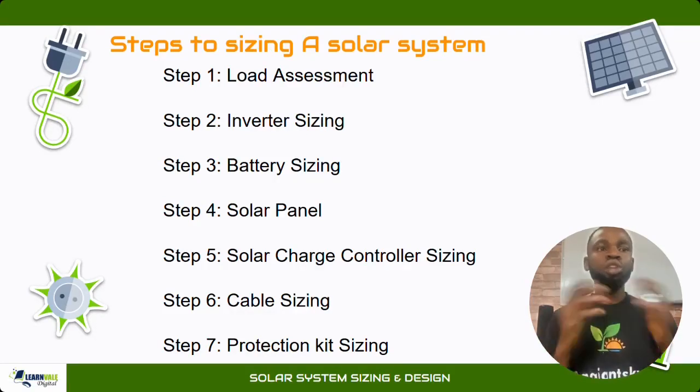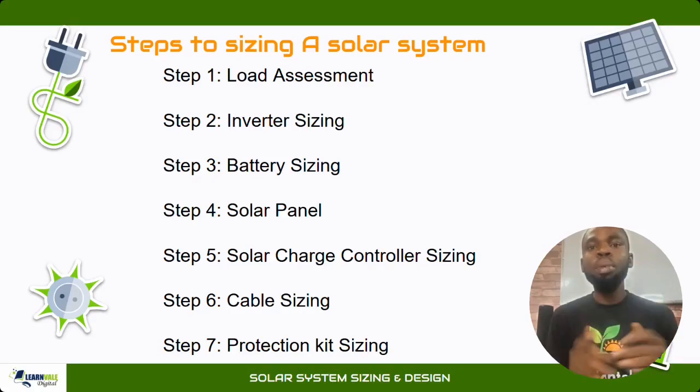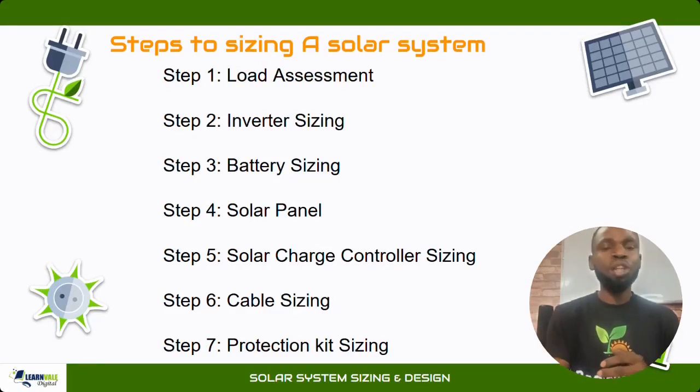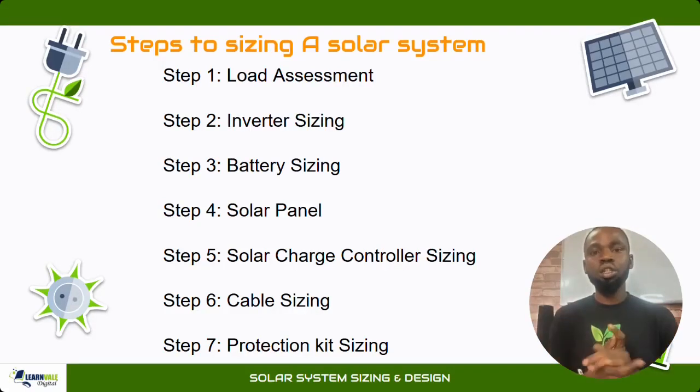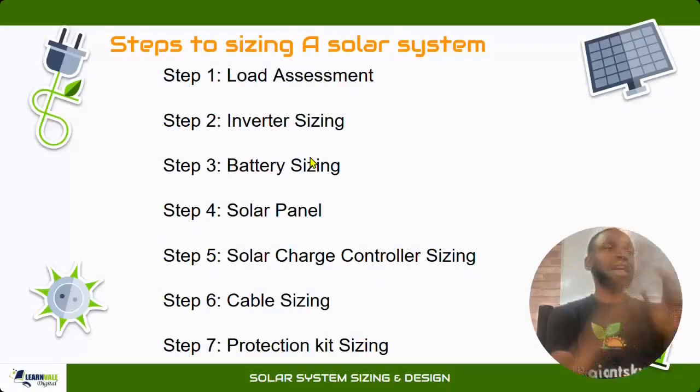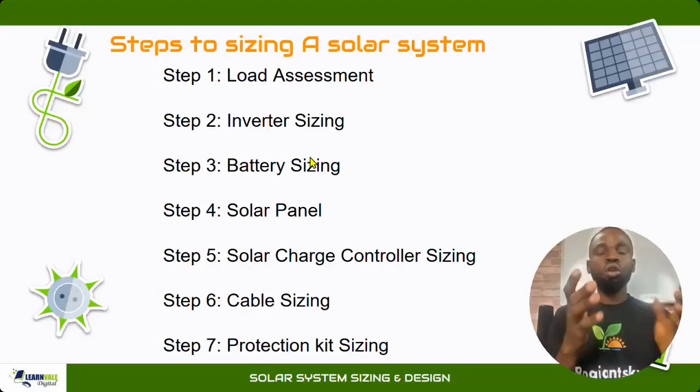Your protective kit are those devices that are going to protect your system from damaging short circuits and all that. Okay, so once you have done this, you'll be able to recommend to the client that this is the amount of battery you need, this is the amount of inverter you need, this is the amount of solar panel you need. And at the end of the day, you'll be able to get the proper cost that is going to give the client efficient and sufficient energy to power their needs. Okay, so these are the steps. This is the process of conducting a solar system sizing and design.